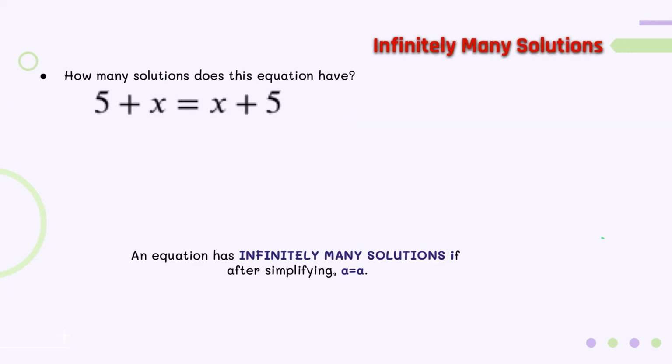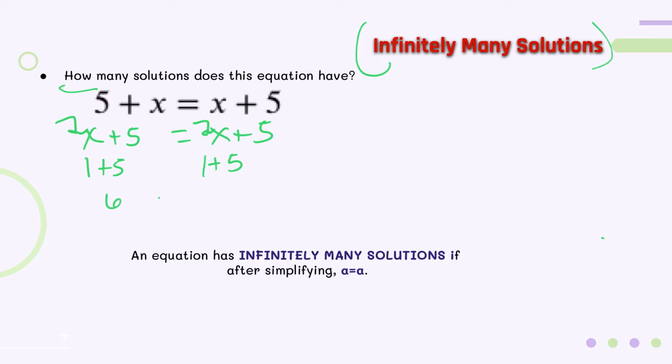In this question, we're talking about infinitely many solutions. How many solutions does this equation have? By looking at it, we can just rearrange: x plus 5 is equal to x plus 5. Well, what could we put in for x that would make this statement true? If I put in a 1 for x, 1 plus 5, 1 plus 5, I get 6 is equal to 6. Infinitely many solutions means that no matter what you put in for x, the statement will always be true.